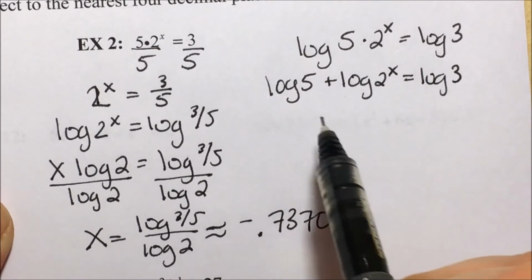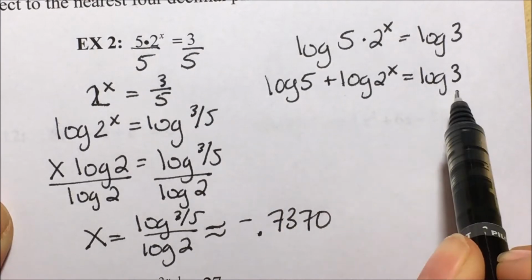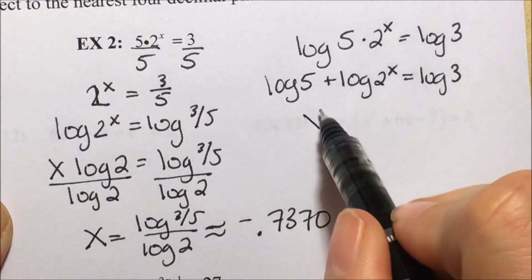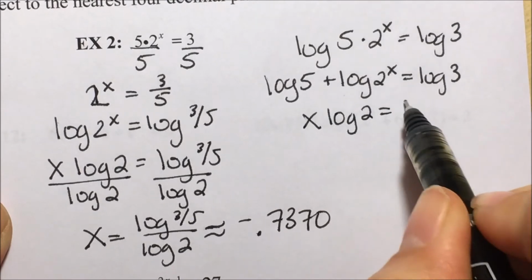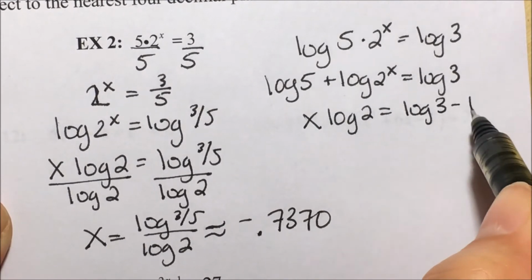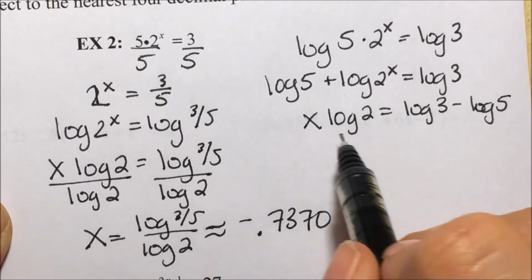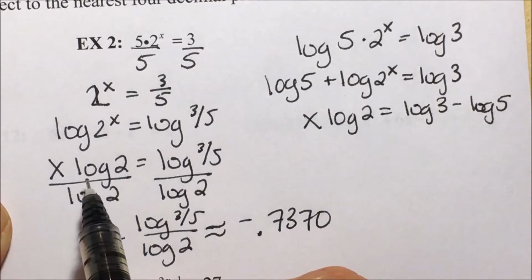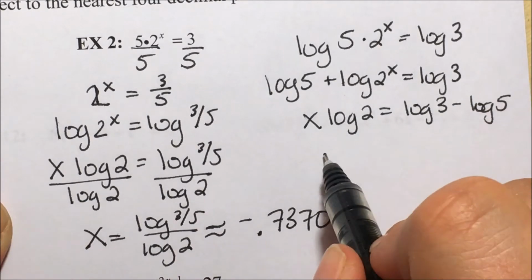All right, so in the next step, I'm going to move this log of 5 to the other side and take the x down. And then finally, to get the x by itself, we're going to divide by the log of 2.